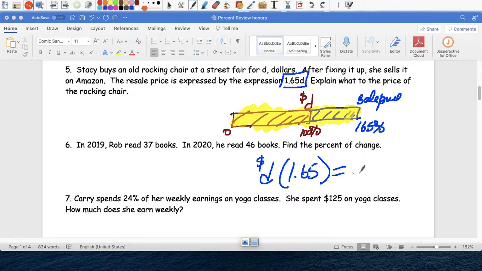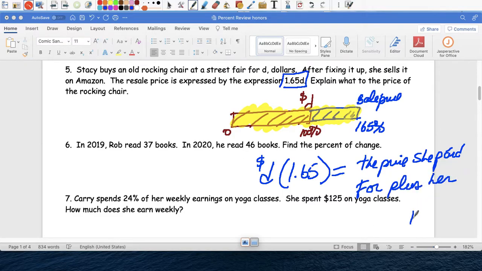So this 165% would be the price she paid at the street fair plus her profit, whatever amount she wants to make. In this case, she wants to make 65% more. Okay, so that's what you're looking for.